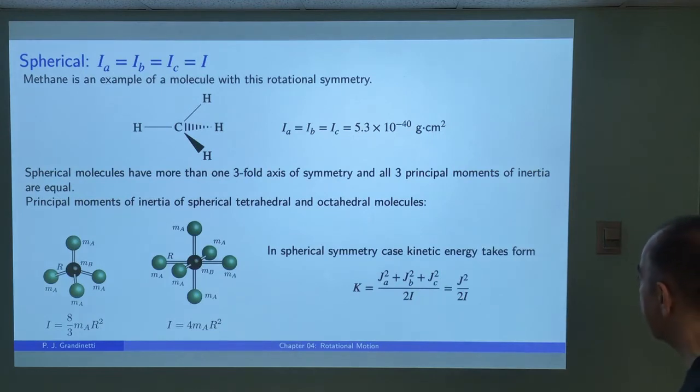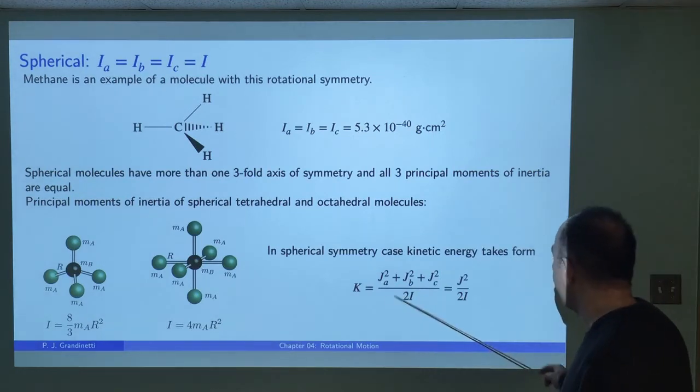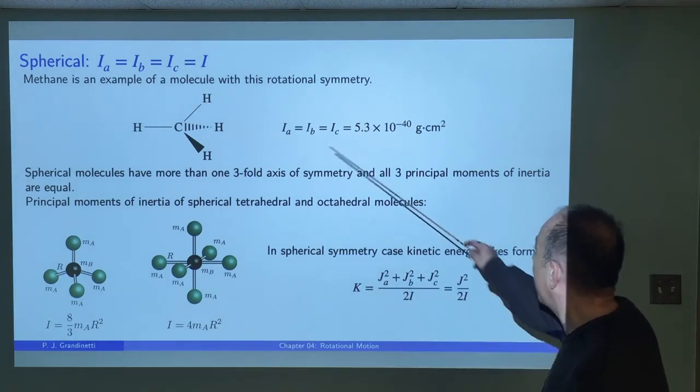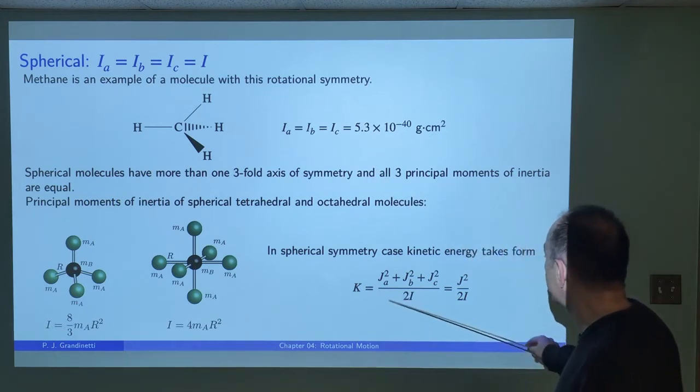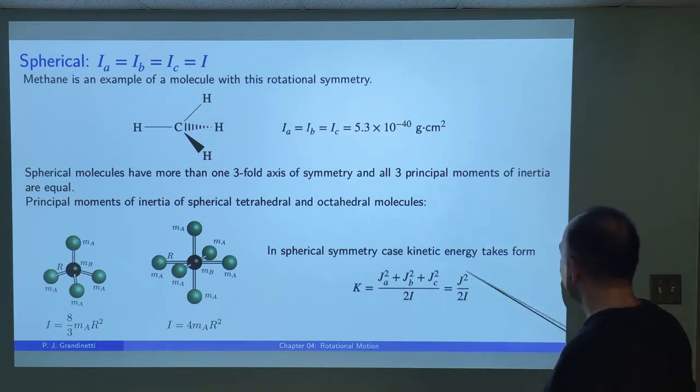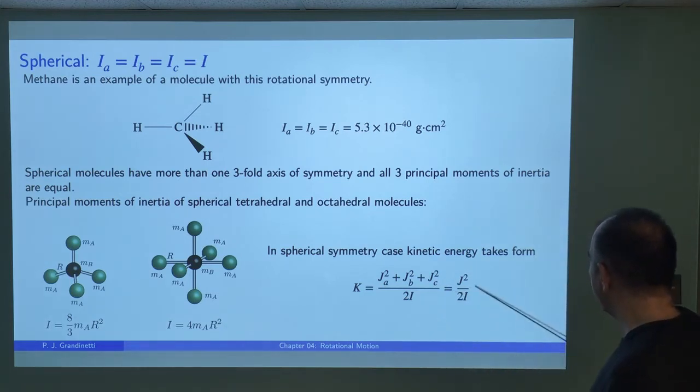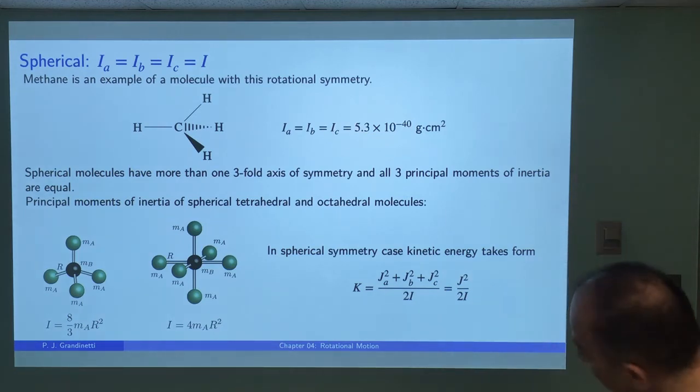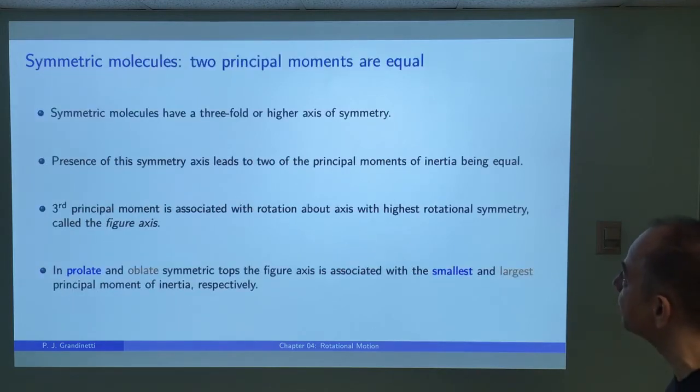For the kinetic energy, we can write down our expression where A, B, and C are all equal, so we can just bring them down in the denominator as 2I. This top part, JA squared plus JB squared plus JC squared, we recognize is just the length of the angular momentum vector squared, so that just becomes J squared over 2I. That's a very simple expression for the kinetic energy in the spherical case.